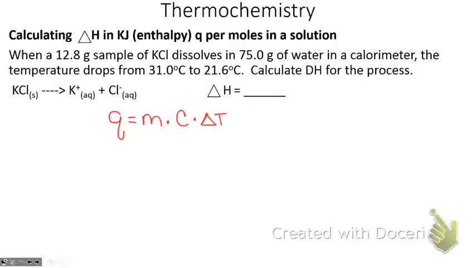It says when a 12.8 gram sample of KCl dissolves in 75 grams of water in a calorimeter, the temperature drops. This is important. I'm going to box it in. There's our change in temperature. And then it says calculate, whoops, that should be a triangle, calculate the change in enthalpy for the process. So the whole point of doing this problem is to get this value right here. We want to know the change in enthalpy for dissolving this solute.